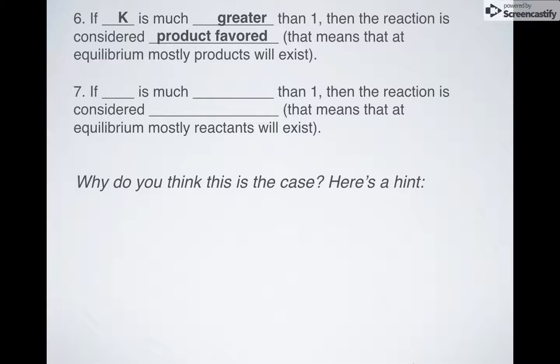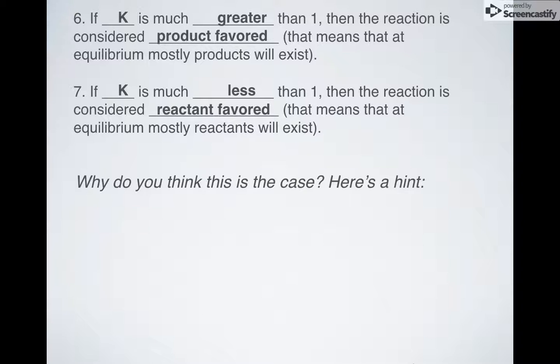All right, now, if K is much greater than 1, then that means that the reaction is considered product favored. Okay? In other words, at equilibrium, mostly products will exist. If, on the other hand, the K value that you find is much smaller than 1, that means the reaction is reactant favored. That means at equilibrium, there will be more reactants.